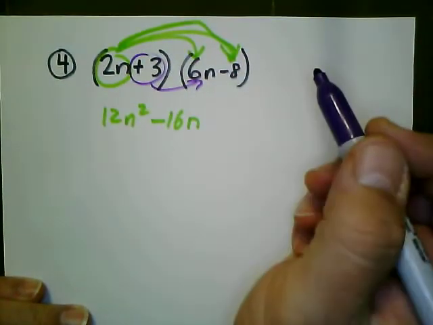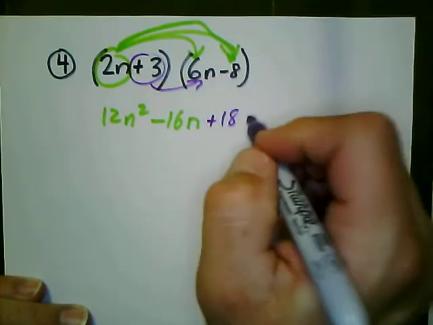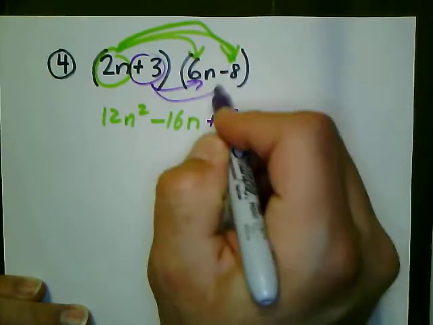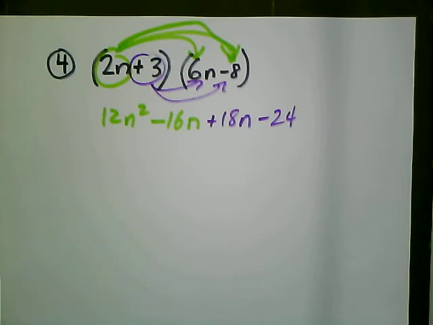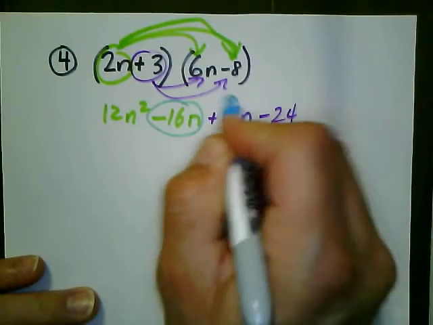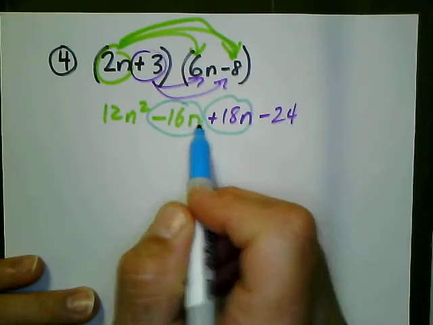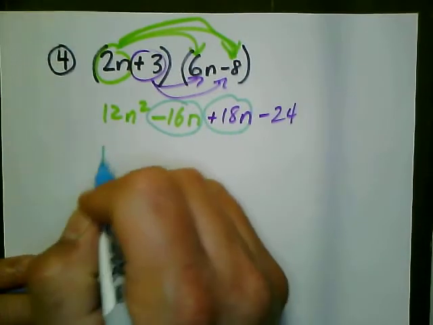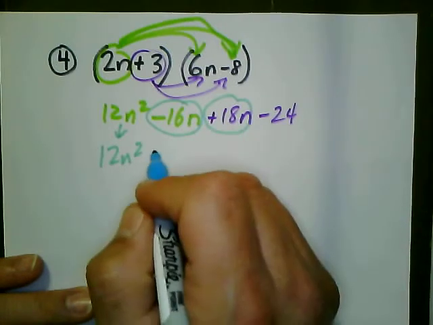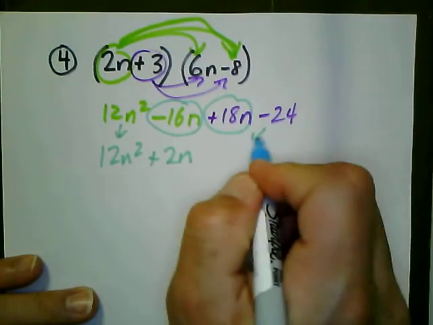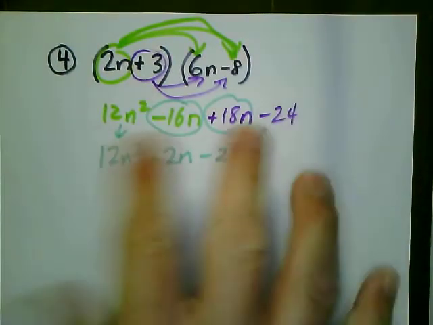Multiply the 3 times the 6n. 3 times 6 is 18. 0 plus 1 is 1. And 3 times negative 8, negative 24. Going to combine your like terms. These set up real nice. N squared is not the same as an n. All right. So it's these two that go together. So we have that 12n squared, which just comes down. Negative 16 and 18 is 2n. And just bring down that negative 24. And there's our answer. Remember, it's got to look like this.